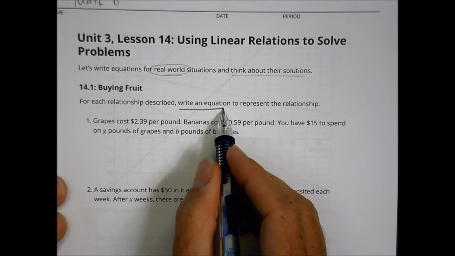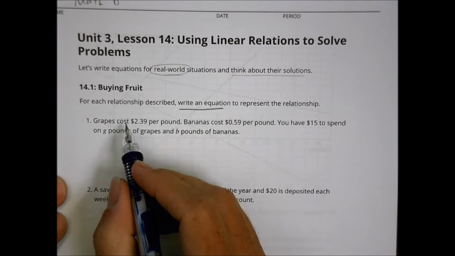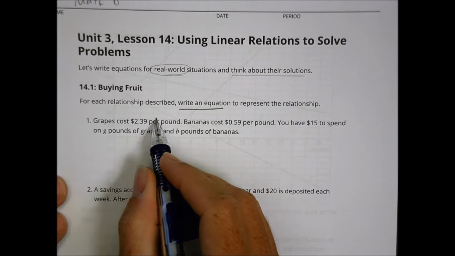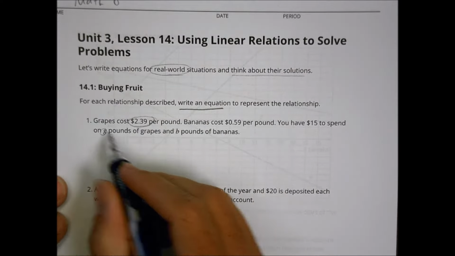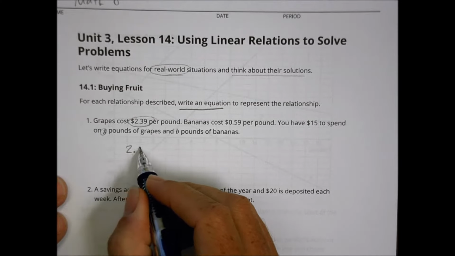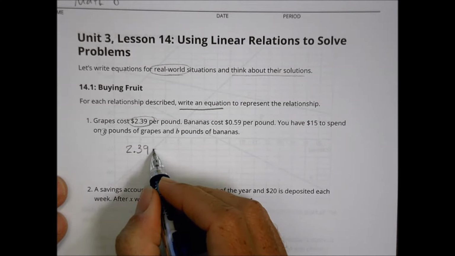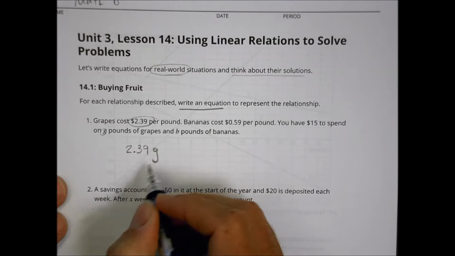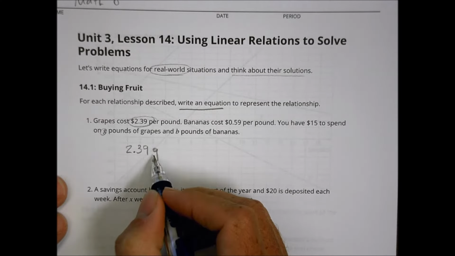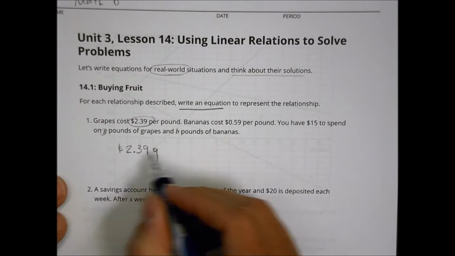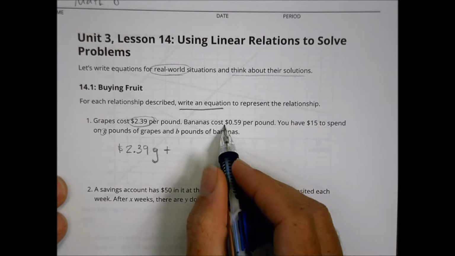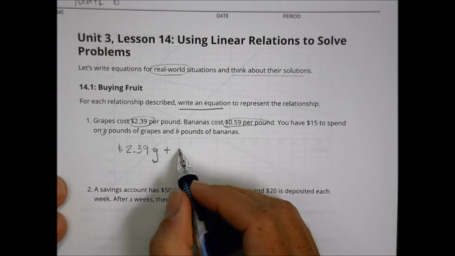Alright, we're going to write an equation to represent what's going on in the story. It says that grapes cost $2.39 a pound. So think about this. G for grapes. Grapes are going to be $2.39 for every pound that I buy. If I bought 0 grapes, then I could plug a 0 in there and it costs me no money whatsoever, right? $2.39 a pound. Plus, bananas cost 59 cents per pound.